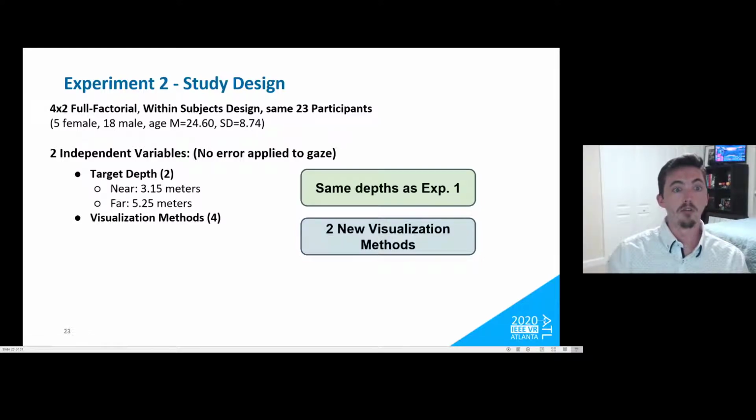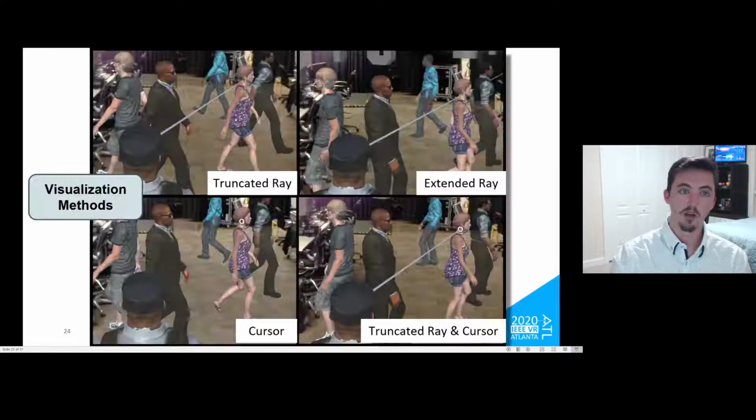So I need to keep moving fairly quick here. The second experiment we looked into does not apply error onto these gaze visualizations. Instead, they're always right on target. We do add 2 new visualization modes into this experiment, and then we reuse those same 2 target depths that I mentioned from the first one.